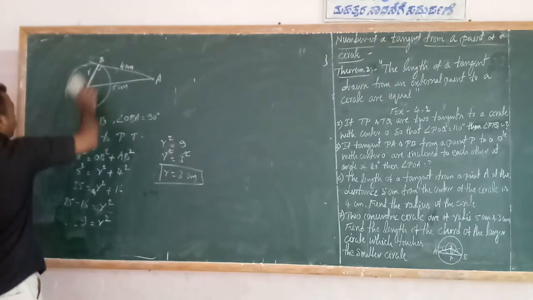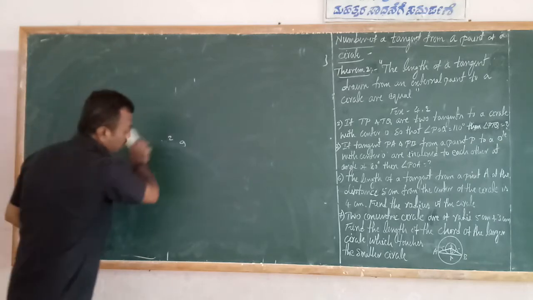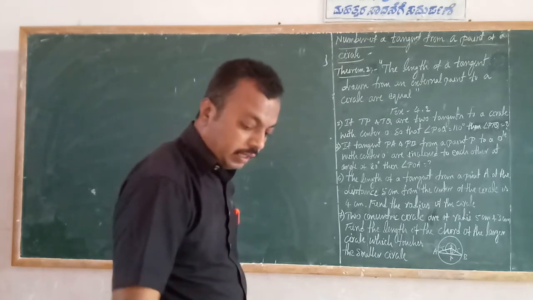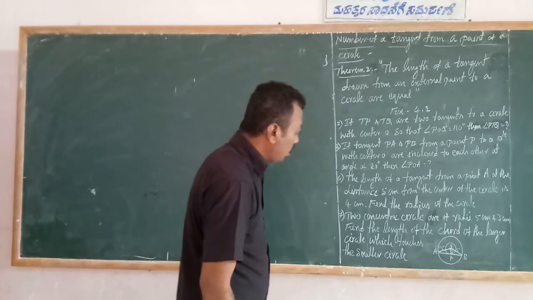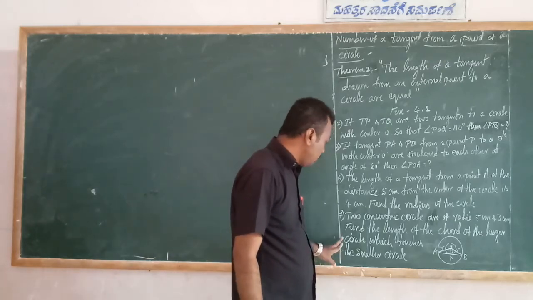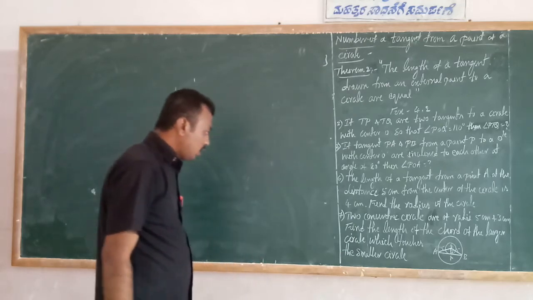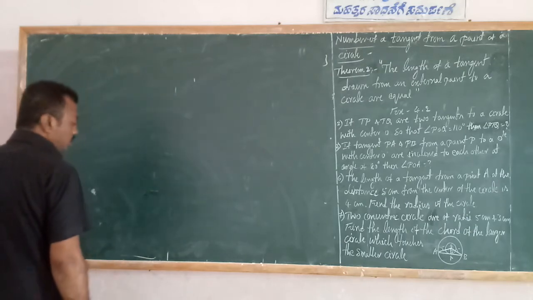Okay, students. Next one. The next question, number 7. Very simple. Two concentric circles are of radii 5 cm and 3 cm. Find the length of the chord of the larger circle which touches the smaller circle.